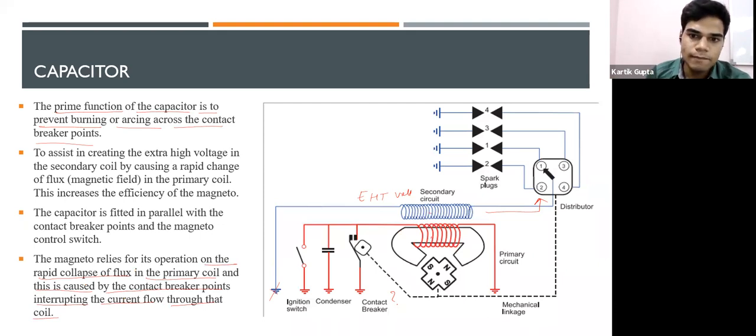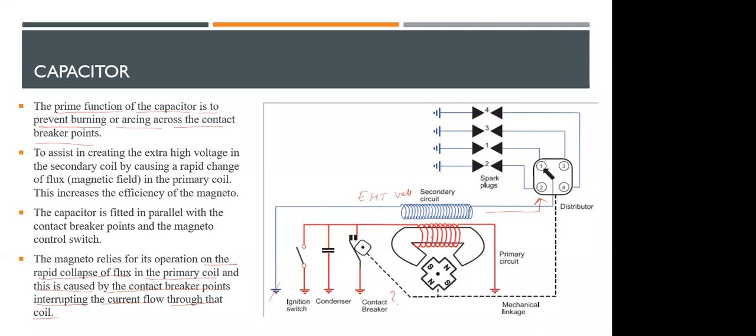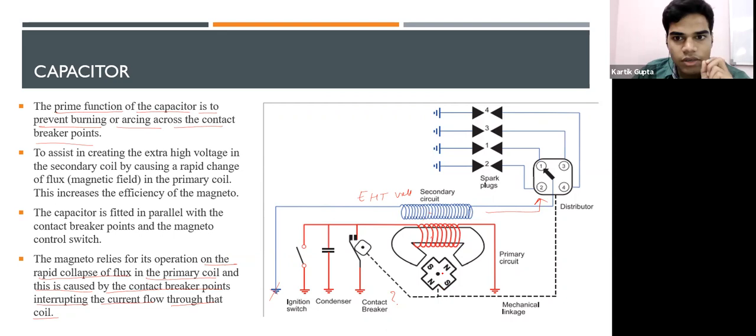Are we clear with this? No doubts? Right, perfect. So, as I told you, there is one component in this whole diagram which has to be spun by the aircraft. That is the magnet itself. The magnet has to be spun, so it requires the aircraft's electric power. How will the aircraft generate electric power if it has not even started yet?